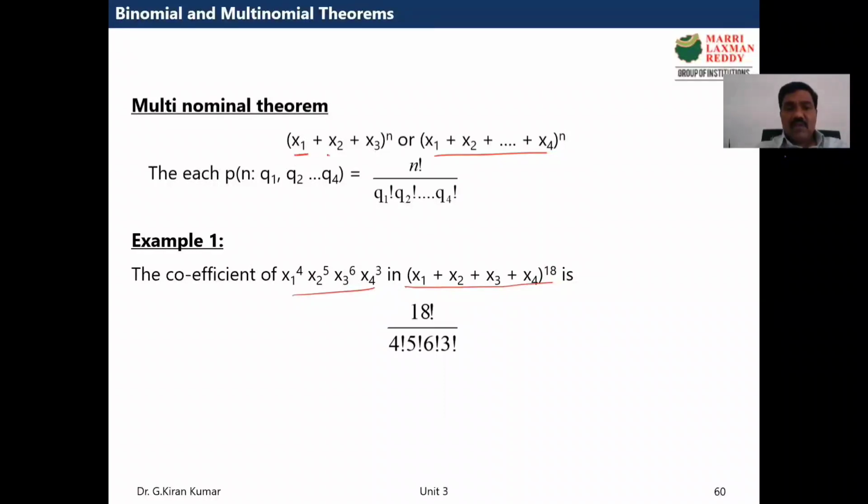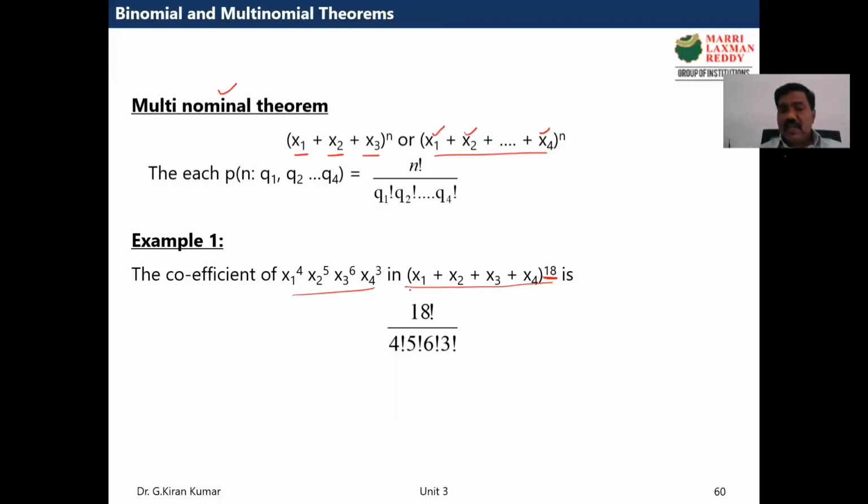In this case, we have 3 variables, x1, x2, x3. So this is called a multinomial. And let's say in this case, we have 4 variables, x1, x2, x3, x4. So any expression with more than 2 variables we call a multinomial. How you expand such a multinomial is today's class. Before that, let us see how we calculate the coefficient of this. Let us take this multinomial which has 4 variables, x1, x2, x3, x4, and whole power 18.